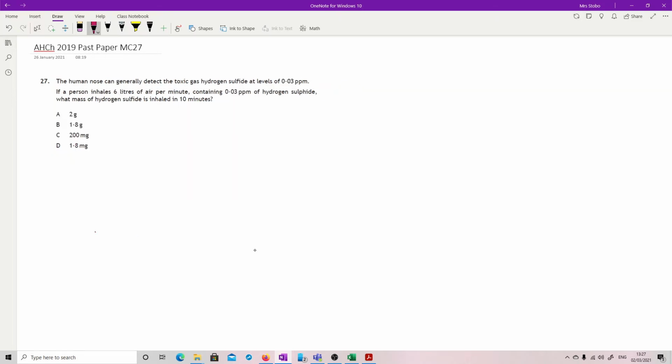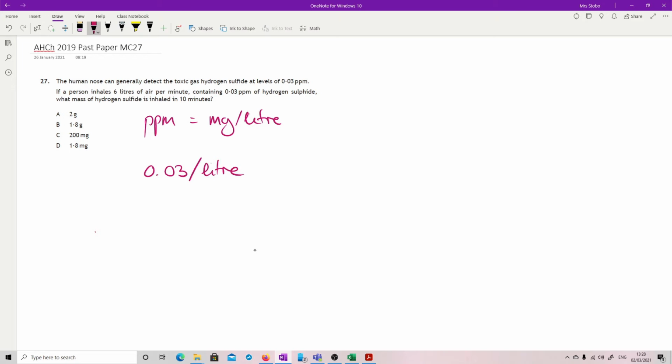Question 27. The human nose can generally detect the toxic gas hydrogen sulfide at levels of 0.03 parts per million. If a person inhales 6 litres of air per minute containing 0.03 parts per million of hydrogen sulfide, what mass is inhaled? Right, so what you should know is that ppm is mgs per litre, or per kilogram if you're looking at other bits, okay, if we're looking at solid mass. So in this case, 0.03 per litre.